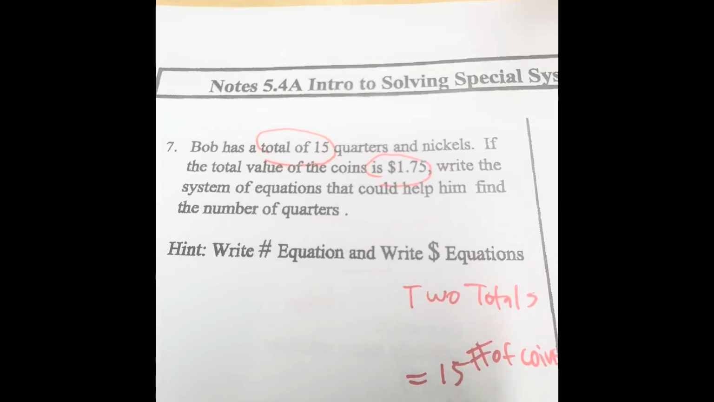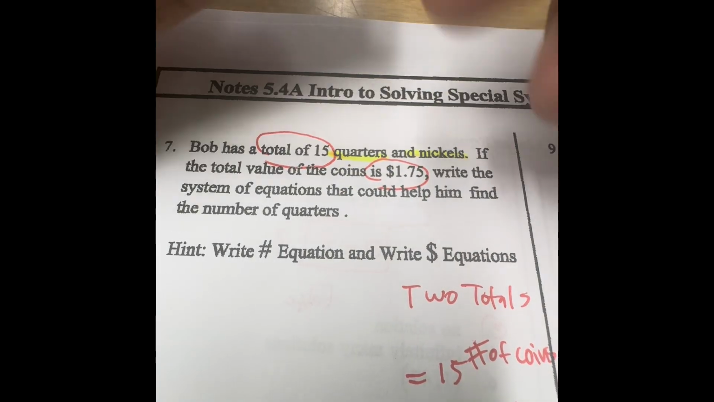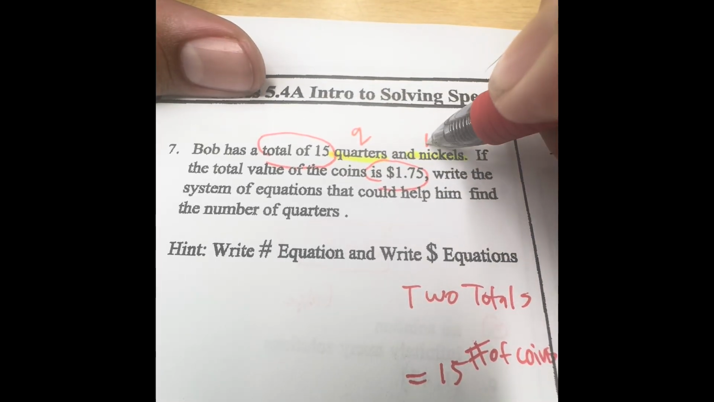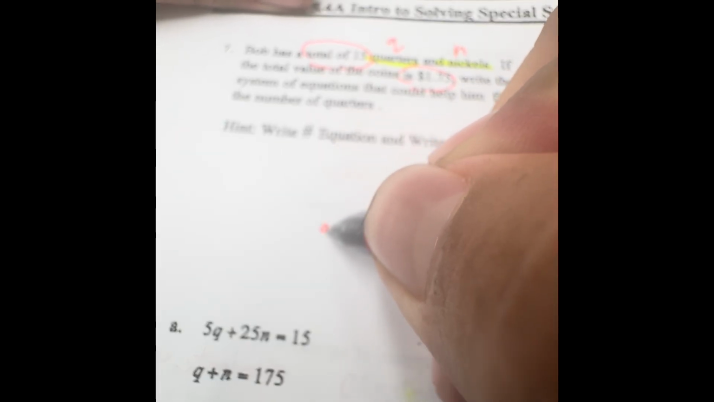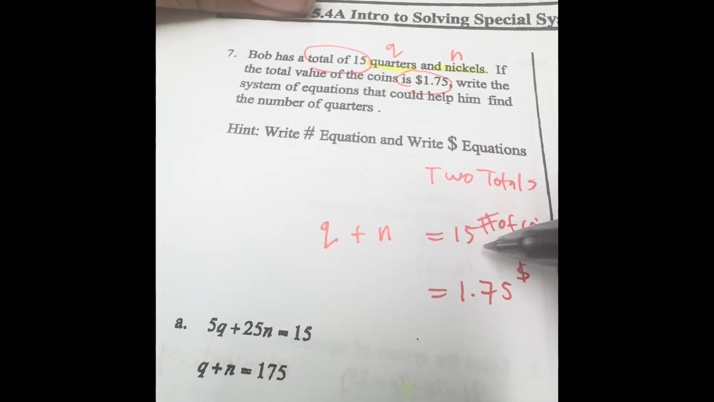And the 2 types of coins, if we go back, are quarters and nickels. So we're going to use 2 different variables. We're going to use Q and we're going to use N. So for the 15 coins, we're going to count our quarters plus our nickels, and they have to total up to 15.